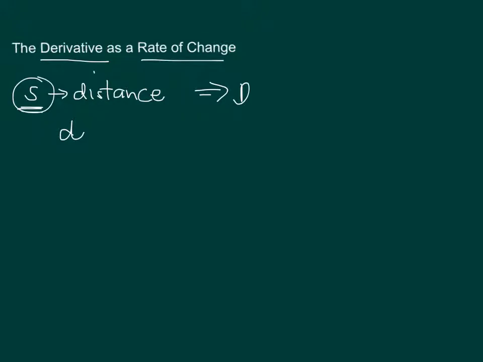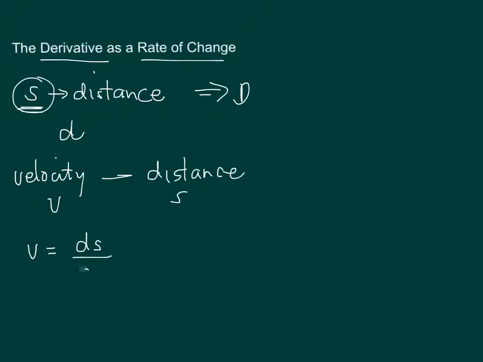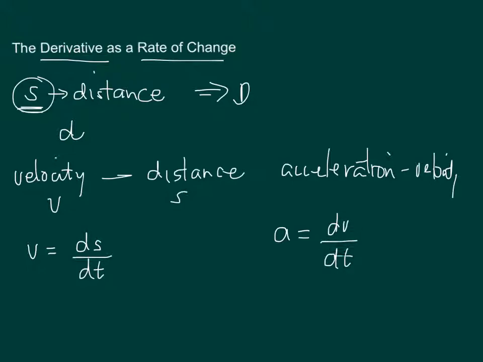These are the things that I want you to keep in mind. The relationship of velocity and the distance, so let this be V and this be S, is that the velocity is the derivative of distance with respect to time. In the same way, the relationship of acceleration to velocity is that the acceleration is the derivative of the velocity with respect to time.